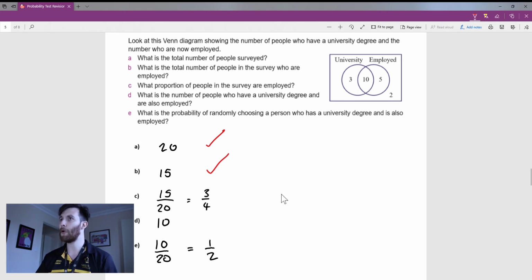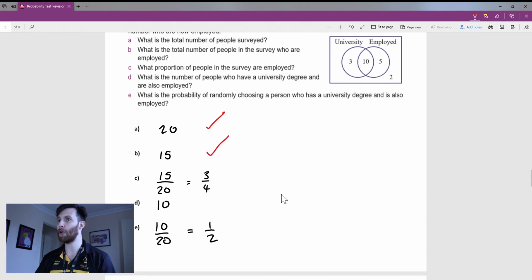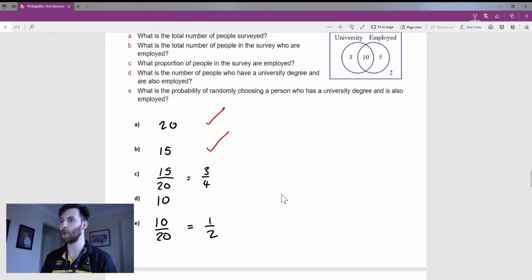The next one, proportion of people in the survey who are employed. So it's those 15 people out of the 20, so 3 over 4. The number of people who have a university degree and are also employed, because we've got 'and' for that one, we're looking for the people that belong to both sets, so that's those 10 people in the middle.